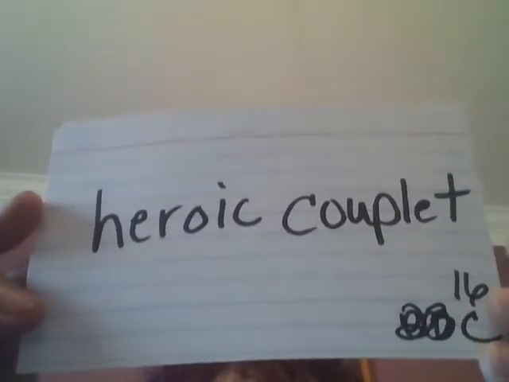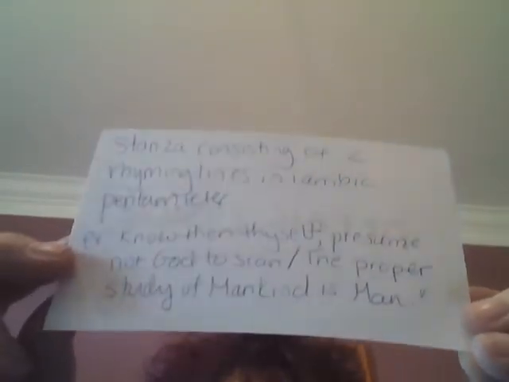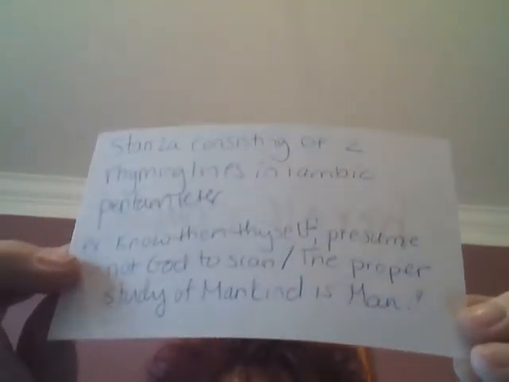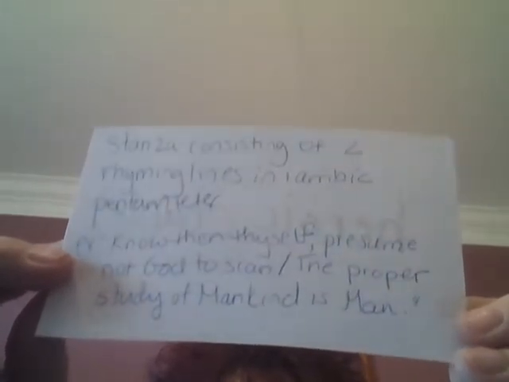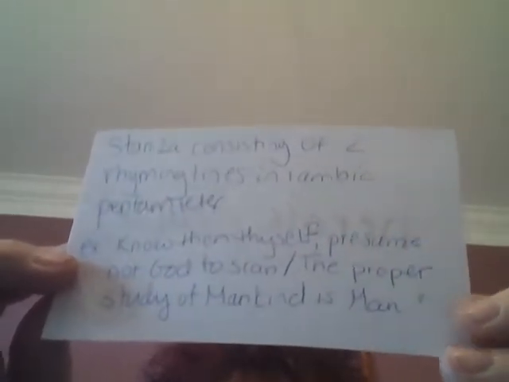A heroic couplet. So it's a stanza consisting of 2 rhyming lines in iambic pentameter. So a lot of what you see with Shakespeare will be heroic couplets. But romantic poets like Lord Byron also use these quite a lot.